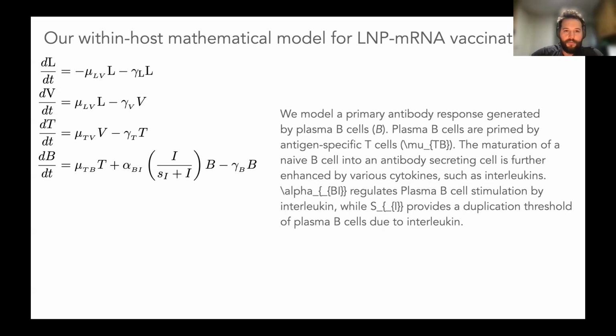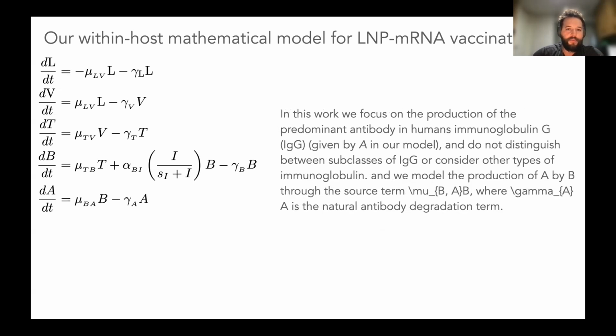Where in that, I guess you can see my cursor. Oh, it's not showing up for me. So the S subscript I term provides a duplication threshold due to interleukins, so we don't let them run away. And then we have a gamma B term just to take into account the natural death rate of plasma B cells.